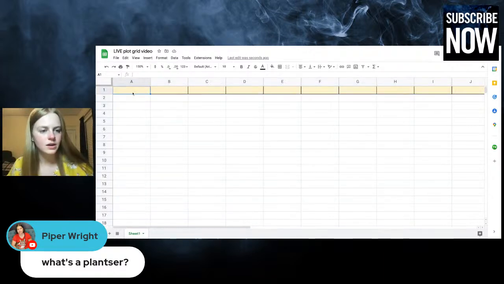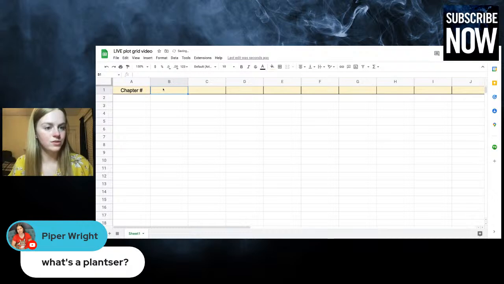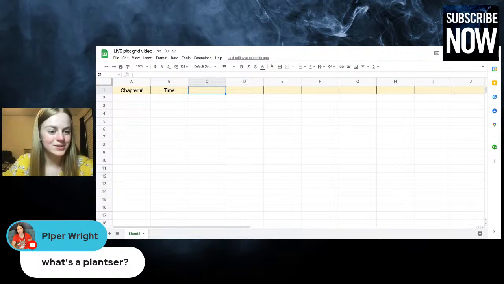So let's put in our titles. First, we're going to do chapter number. You can type in whatever you want and call these whatever you want. These are ones that I like to do. I always like to do time so I can keep track of the timeline as I'm going through my book, because otherwise I will get totally lost and make a bunch of things happen on one day when things really feasibly cannot all happen on the same day.